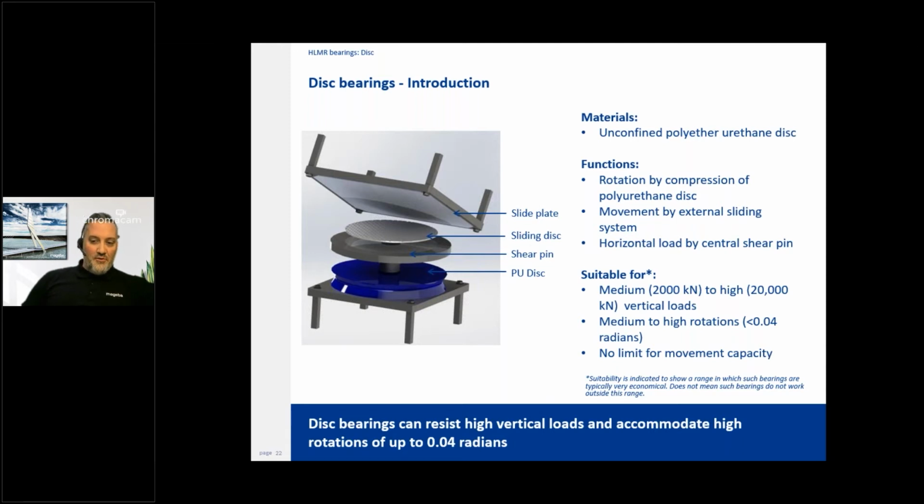And so these are suitable for similar loads to pot bearings and similar rotations, though rotations are arguably a little bit less than would be a pot bearing because the disc has to absorb all of it. But yeah, again, based on the design and the application, this can be as much as a pot bearing.